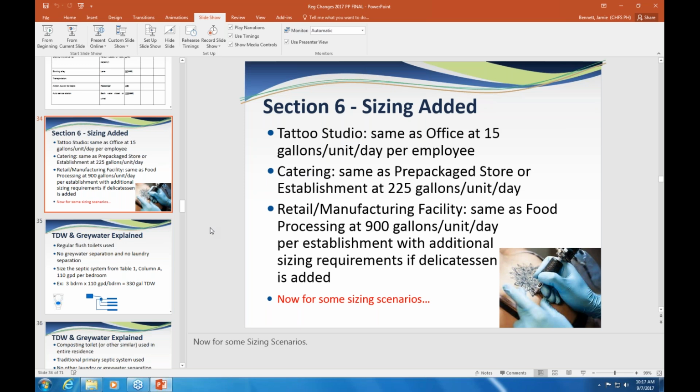Some sizings that have been added to the TDW chart. Tattoo studio is same as office at 15 gallons per unit per day per employee. Catering, same as prepackaged store or establishment at 225 gallons per unit per day. Retail manufacturing facility, same as food processing at 900 gallons per unit per day per establishment, with additional sizing requirements if a deli is added.